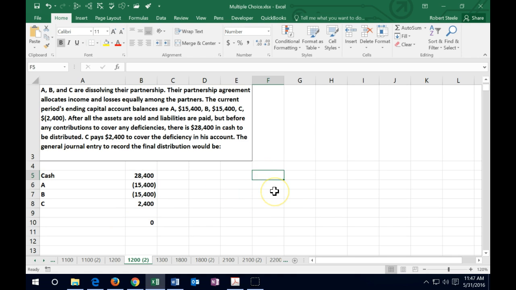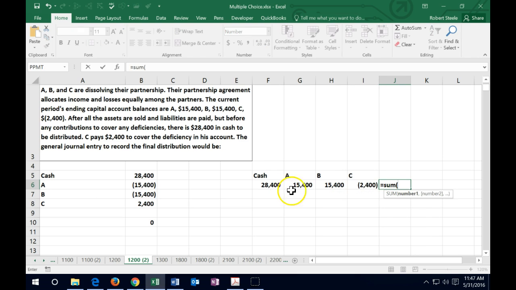If we looked at it in terms of a table, we can say that we have cash here, then we've got A, B, and C, and the cash equals the 28,400, and we have A is 15,400, we have B 15,400, and we have C negative 2,400. And if we look at the accounting equation on that, then the total of the equity section, A, B, and C, is going to be equal to the cash.